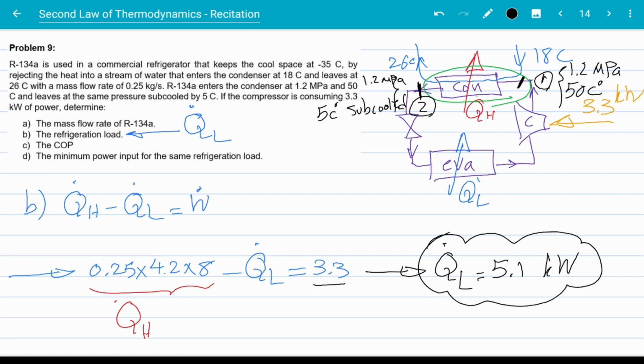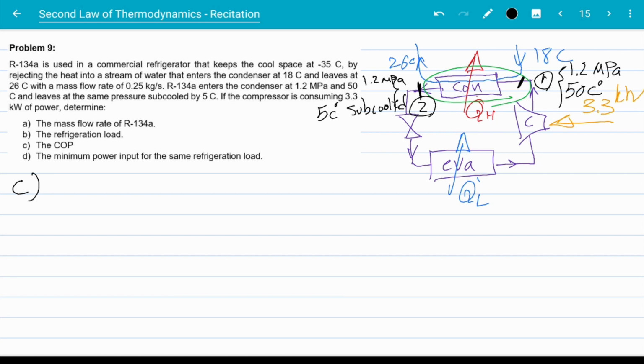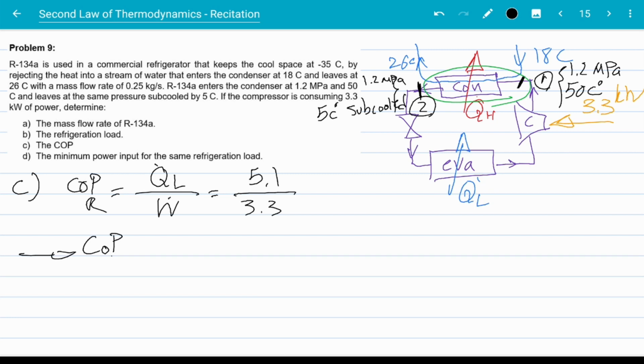Now let's move to part C. So part C asks for the coefficient of performance. Now coefficient of performance of a refrigerator is Q dot L over W dot, which from part B we know Q dot L is 5.1, W dot is 3.3, so COP of this refrigerator is 1.55.